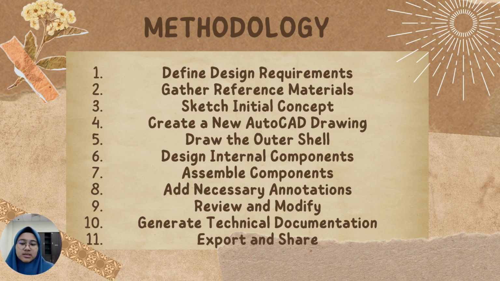Number six, design internal component. We create a separate AutoCAD drawing for the heating element, thermostat, inner pot, and other components. Number seven, assemble component. We import the individual component drawings into the main rice cooker drawing. Then add necessary annotation. Number eight, it includes the dimensions, labels, and annotation.